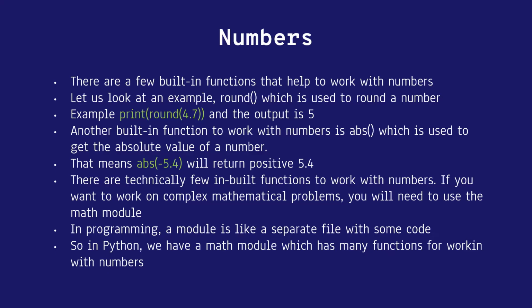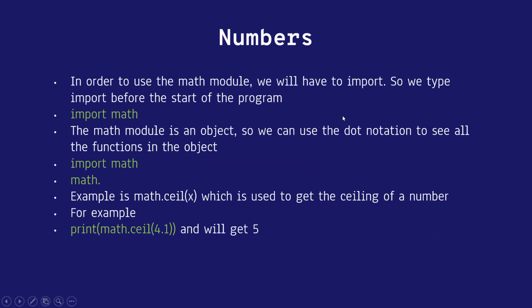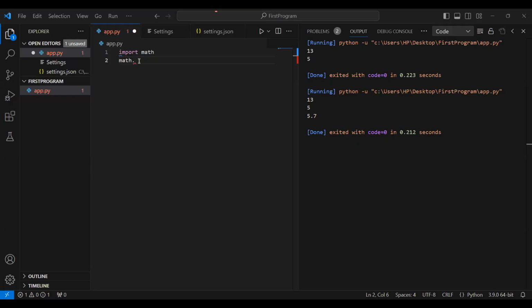If you want to work on complex mathematical problems, you need to use the math module. In programming, a module is like a separate file with some code. So in Python, we have a math module which has many functions for working with numbers. In order to use the math module, we have to import it. So we type import before the start of the program, like here, we start with import math. The math module is an object, so we can use the dot notation to see all the functions in the object.